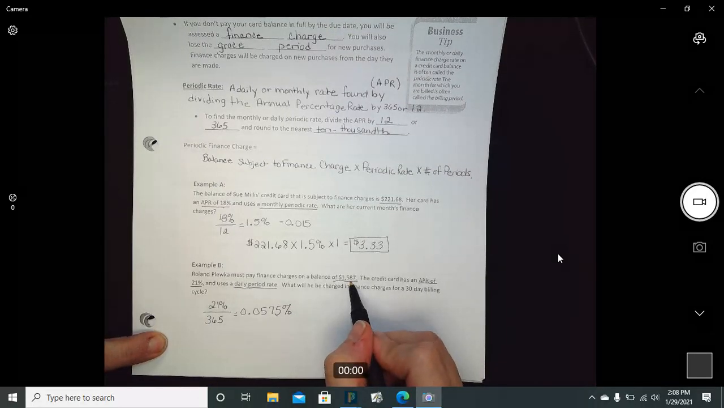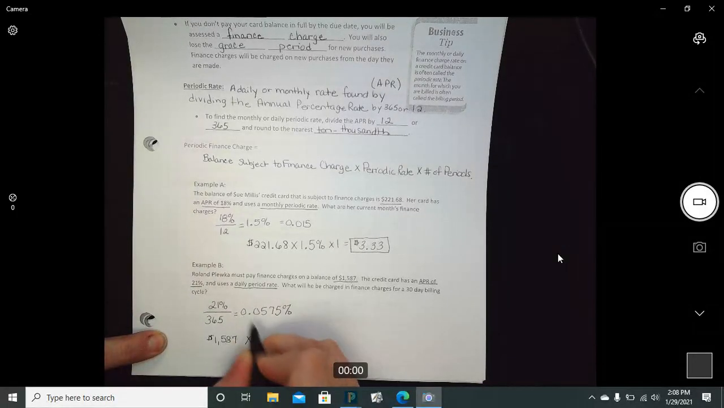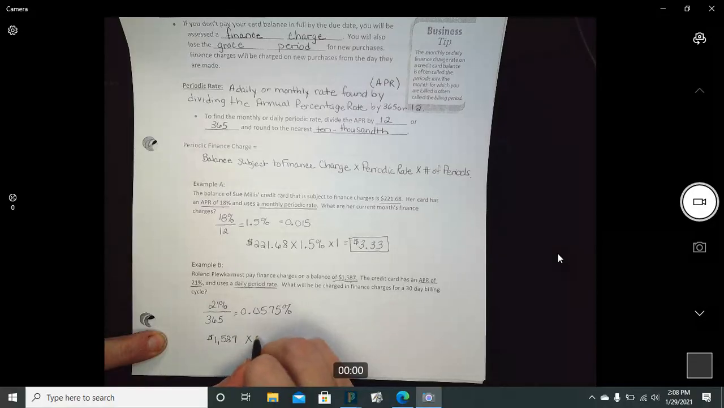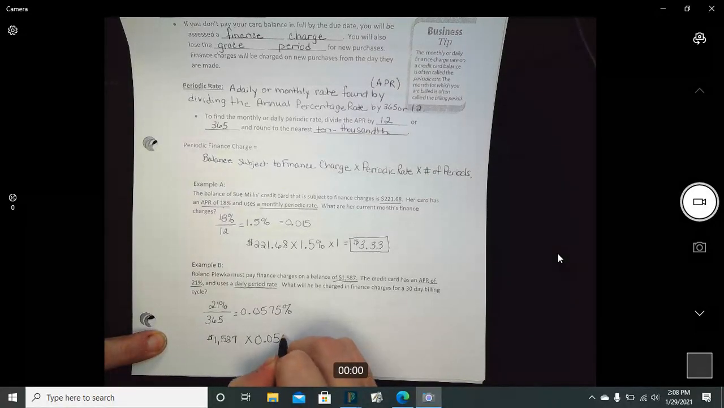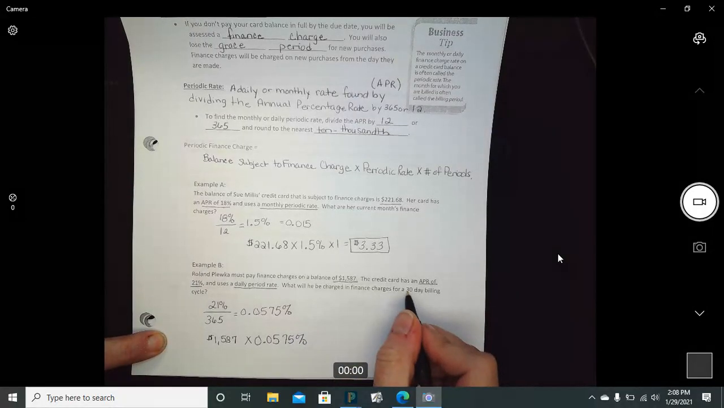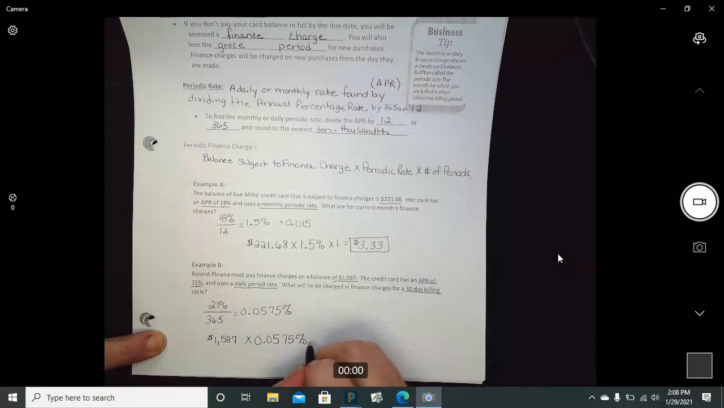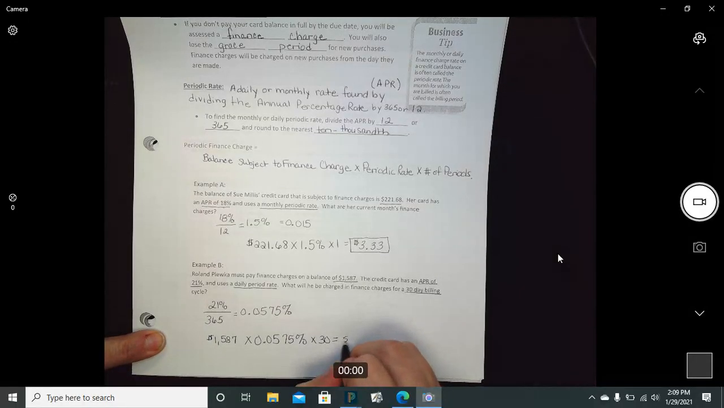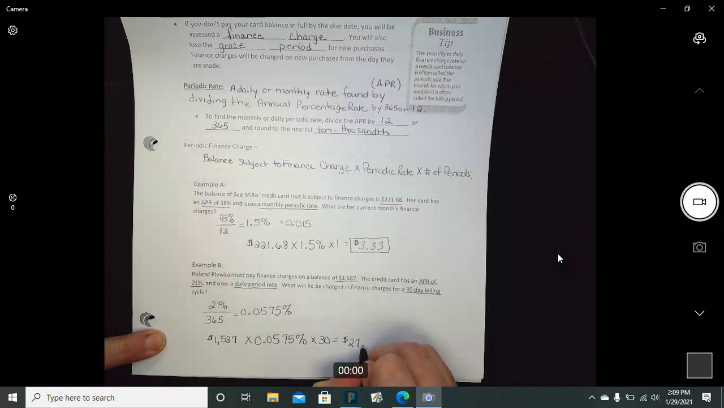Now we have that, and we have to plug this into our formula. Balance subject to finance charge is 1,587. Multiply that by our periodic rate, 0.0575%. Don't forget the percentage. And because we're looking at a 30-day billing cycle, our number of periods is going to be 30. Multiplying all those together, we get $27.38.